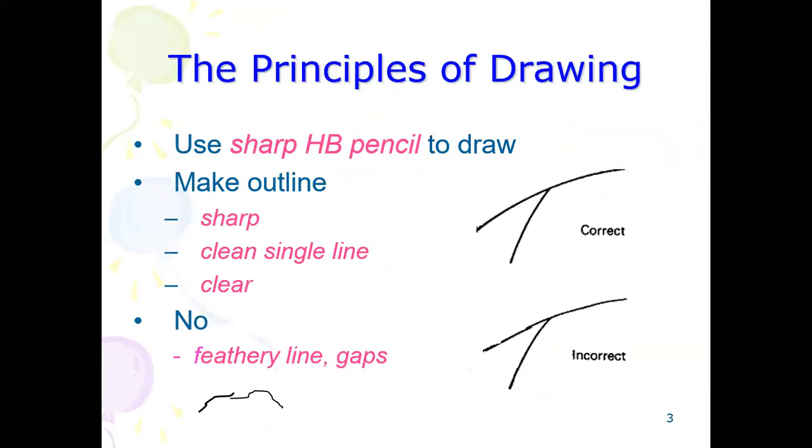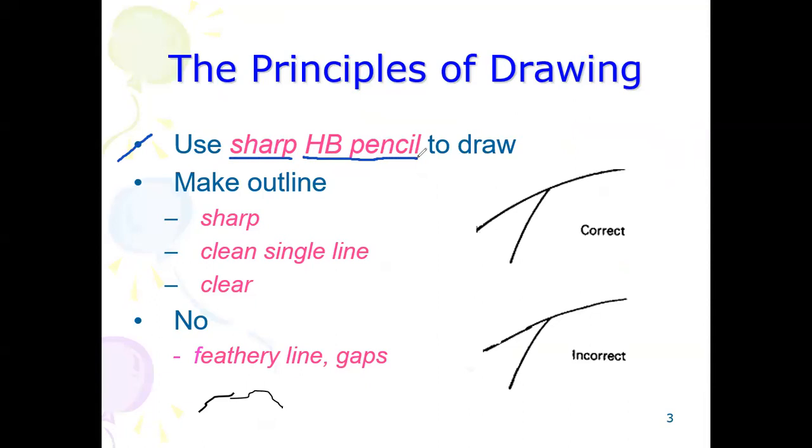Now, first thing is when you want to make any biological drawing, you need to use a sharp HB pencil to do your drawing. So therefore, please check your pencil case now and see whether you have got an HB pencil or not. If you don't have, please go and buy one. Nowadays, you can buy online, right? So you need to have a sharp HB pencil.